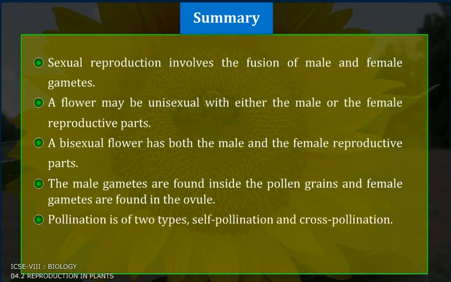Pollination is of two types: self-pollination and cross-pollination. That is all in this chapter, students.